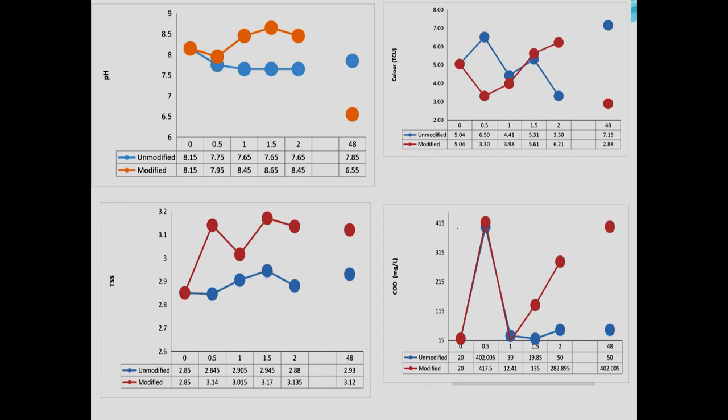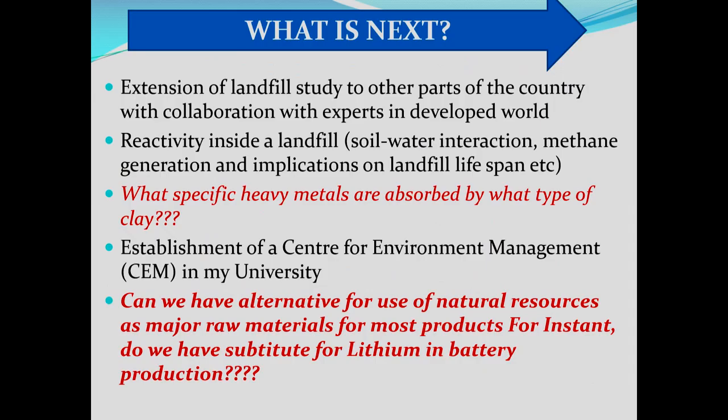So the question now is, will it also control the chemical properties, especially the selected heavy metals? And that is the next thing. So I said, what is next? One is to extend the landfill study to other parts of the country, in collaboration with experts in the developed world. Like I said earlier, there is no landfill in Nigeria. But I know that one day, very soon, Nigeria will get into it. So we are trying to prepare the ground and give information about the potential for it. So that is one thing.